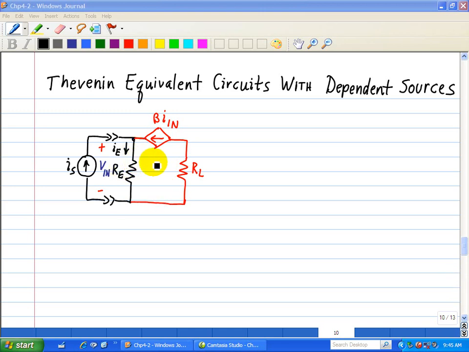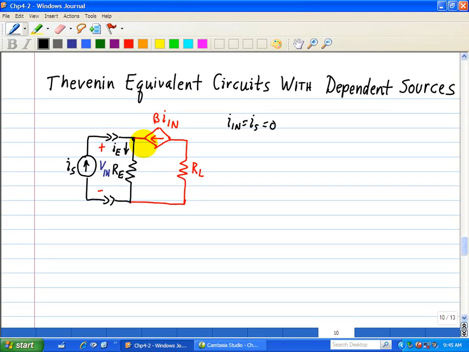Now, with the independent source turned off, that is I_in is equal to I_S is equal to 0, the resistance seen here at the input port is simply R_E, since the dependent source, beta I_N, is inactive and acts like an open circuit.